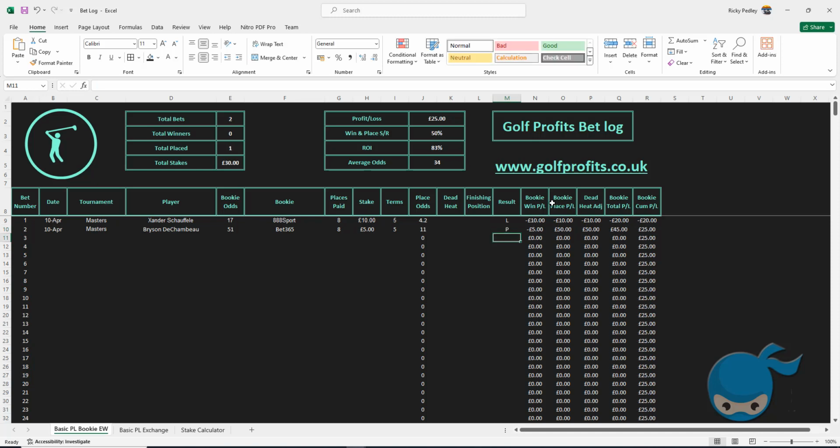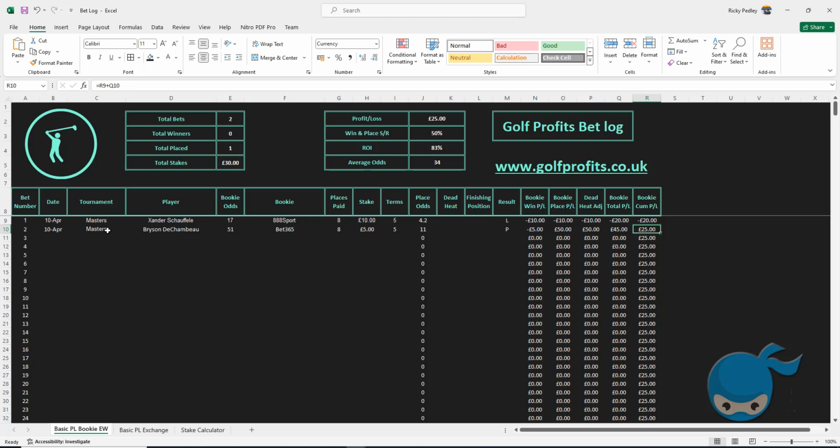And then again, just to show it updates, we had a £5 each way bet there, and the win part of that bet was a loser because he didn't win it, but he finished in the paid places. But our place part of the bet won, giving us a profit there of £50. We're assuming now that there was no dead heat adjustments, so the total place win was still £50. So our overall profit and loss for that bet was £50 on the place minus the £5 off the win bet, total profit of £45, which brings us to a total profit of £25 now cumulatively, without taking into account the £20 loss on Xander.